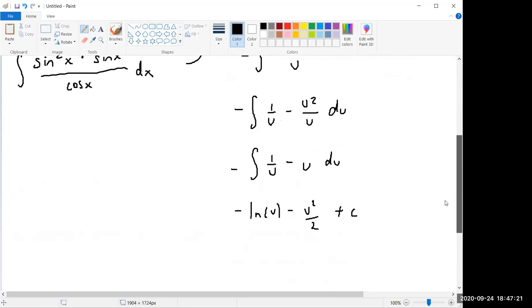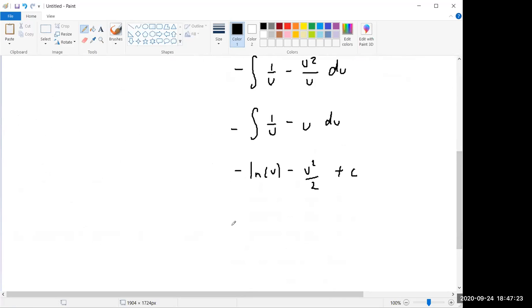And then let's just put back what u was. So u was cosine. So negative ln cosine x minus cosine squared of x. Okay, so there's your answer.